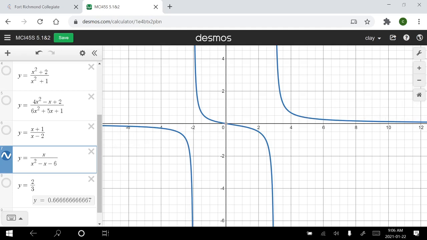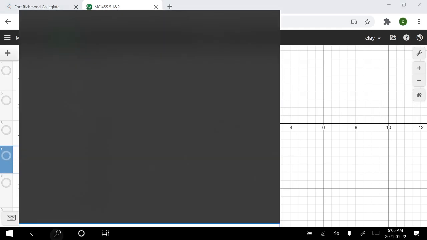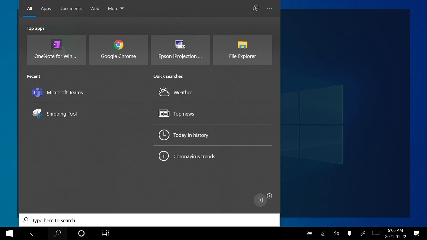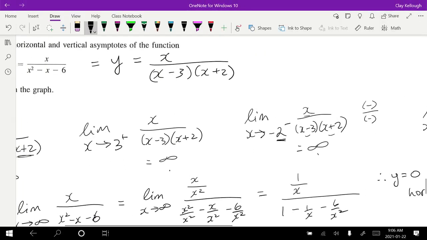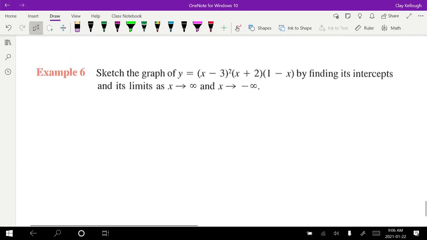Okay, I'm going to do one more example, then we'll wrap up this little video here. Okay, so one more. Whoops. There we go. Okay, one more. I skipped an example. This should be example 5. I decided to skip the one the book had.